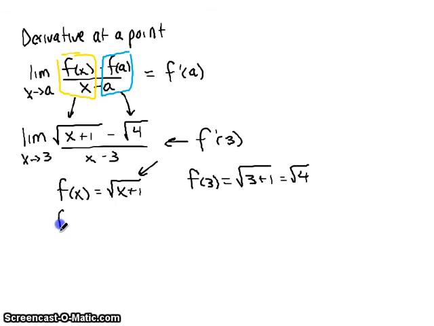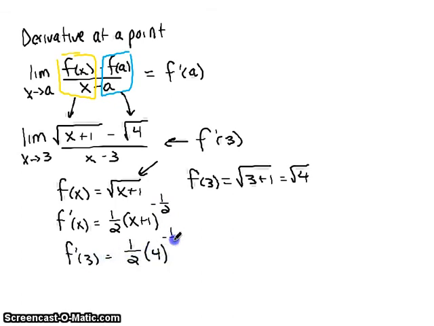So now we just take our derivative. So f prime of x is going to be equal to 1/2 (x plus 1) to the negative 1/2 power using our chain rule. The problem wants f prime of 3. So we get 1/2 times 4 to the negative 1/2 power, which is 1/2 times 1 over the square root of 4, which is going to give us 1/4.